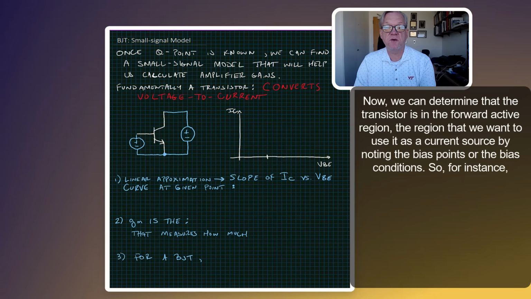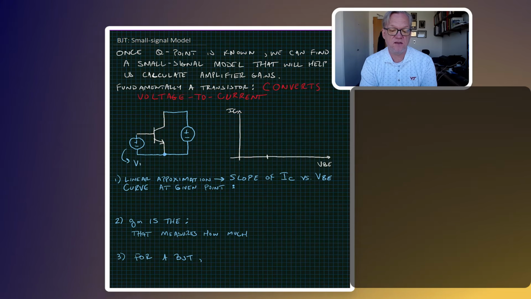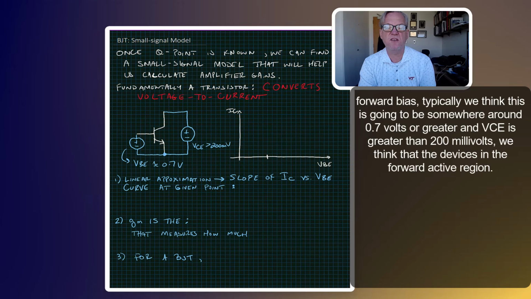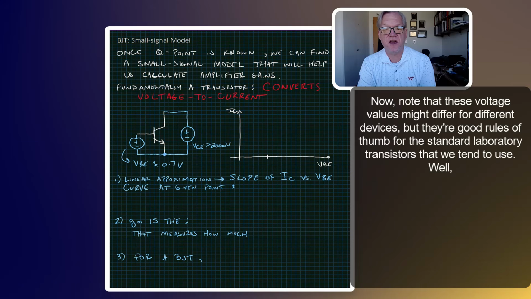Now we can determine that the transistor is in the forward active region, the region that we want to use it as a current source, by noting the bias conditions. So for instance, if VBE is forward biased, typically somewhere around 0.7 volts or greater, and VCE is greater than 200 millivolts, we think that the device is in the forward active region. Note that these voltage values might differ for different devices, but they're good rules of thumb for the standard laboratory transistors that we tend to use.